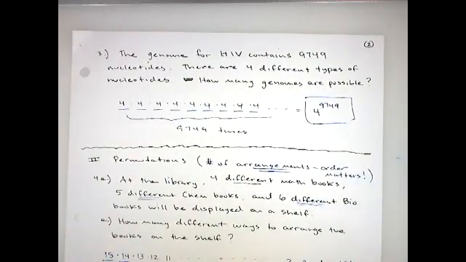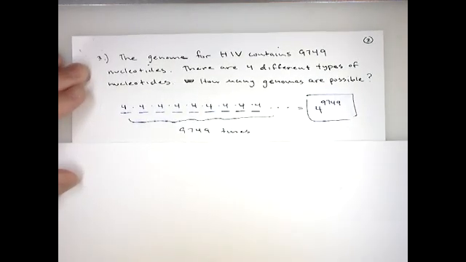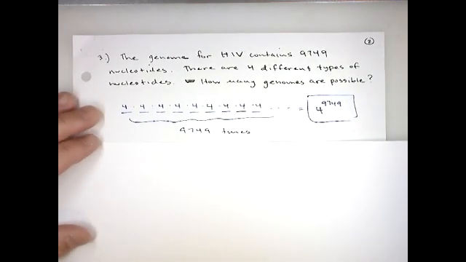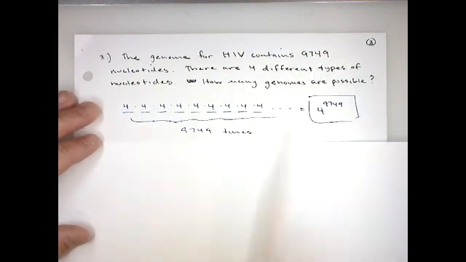There's another one. So let's say, well, I've already got the answer here. The genome for HIV contains 9,749 nucleotides. There are 4 different types of nucleotides. How many genomes are possible?